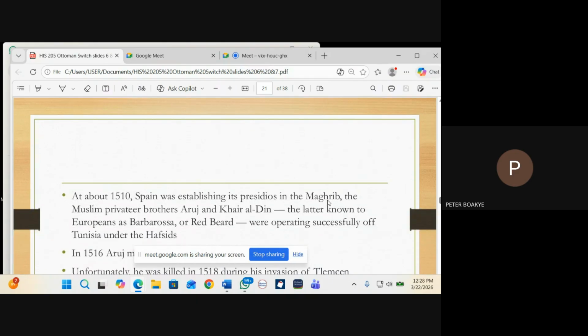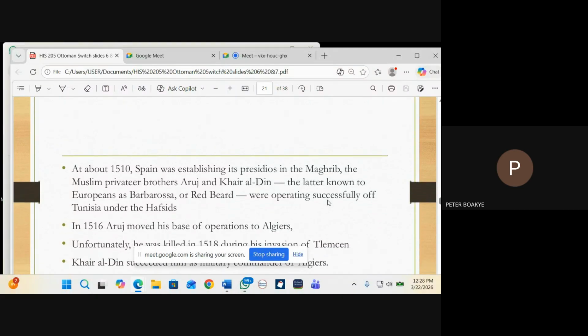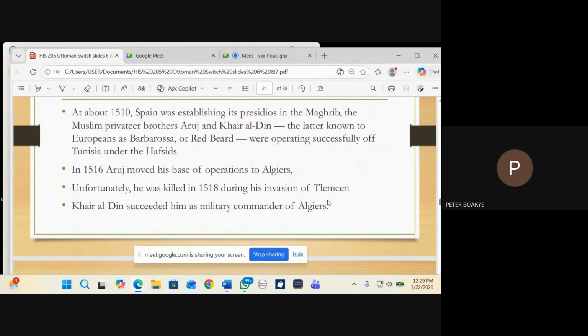As for the Marabouts, when we were looking at Morocco, we went through some of them and the activities that they did. Now, at about 1510, Spain was establishing its presence in the Maghreb, and then the Muslim privateer brothers Aruj and Khayr al-Din, whom I have already mentioned, invited the Ottomans. The latter, known to the Europeans as Barbarossa or Red Beard, were operating successfully off Tunisia under the Hafsids. In 1516, Aruj moved his base of operation to Algiers. Unfortunately, he was killed in 1518 during his invasion of Tlemcen. Khayr al-Din succeeded him as military commander of Algiers.